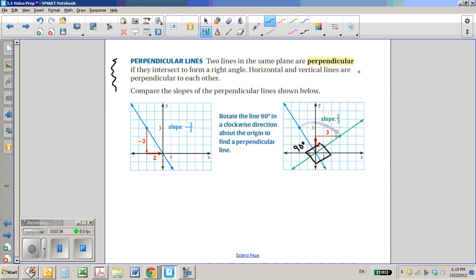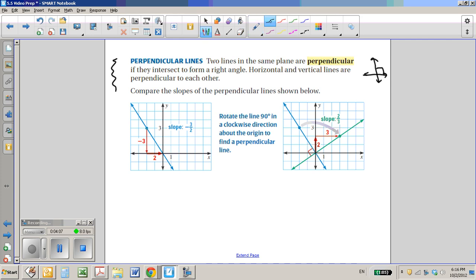Something interesting to note is that if you have a horizontal line and a vertical line, and I know mine is not too vertical, but a true vertical line will be perpendicular to a horizontal line. So that's going to come in handy in the next couple of examples. Okay, so what we're doing here is you actually have a picture already where you have two lines that are perpendicular, and I'm going to erase my 90 degrees here so we can clearly see the slope.